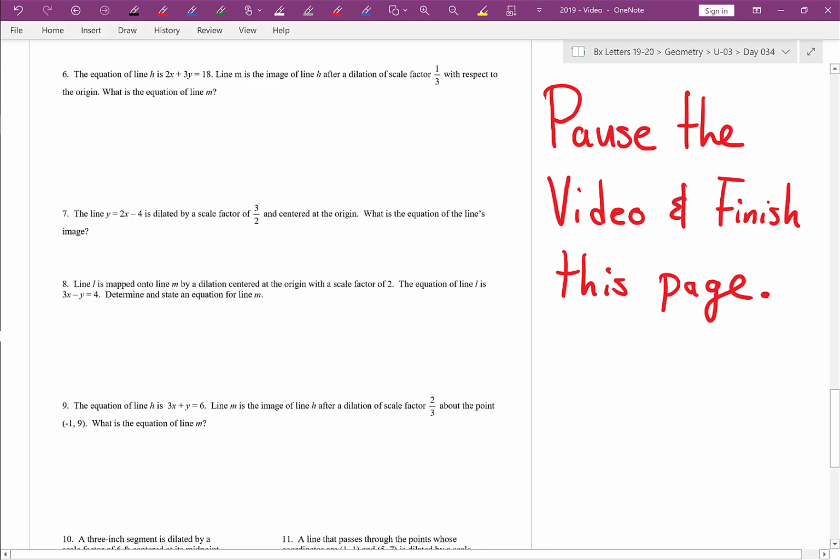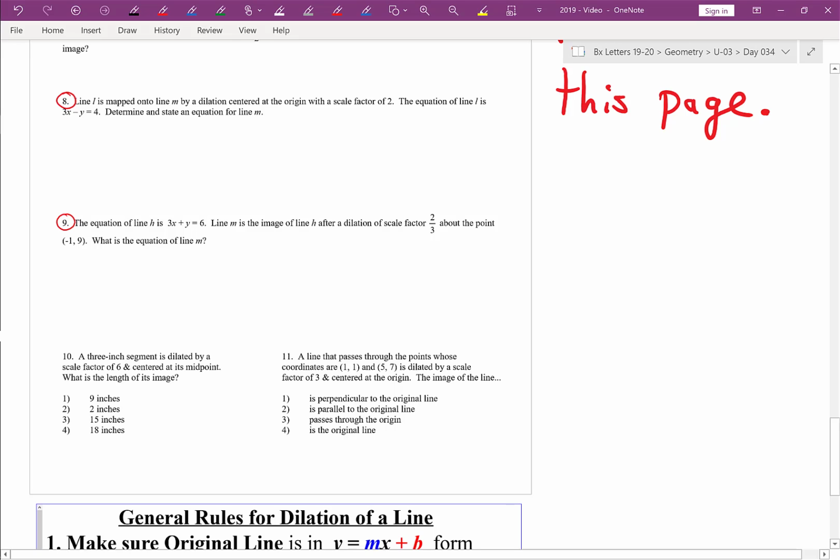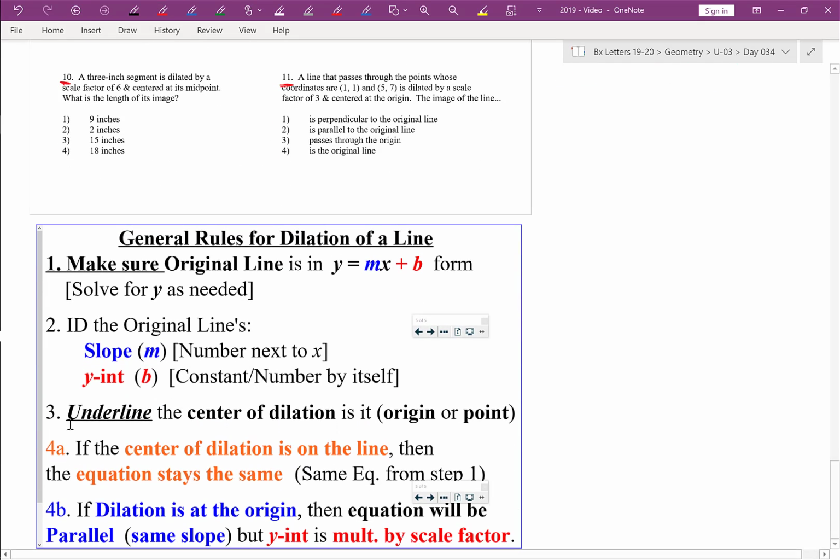Okay, so for this one, we will do 2 more problems. We will do number 8 and number 9. And I want to see what you guys put down for 10 and 11, so I'll let you show me that. I mean, if you're looking for a cheat sheet, there it is. General rules for dilation of a line. You can pause the video and copy that down if you want.